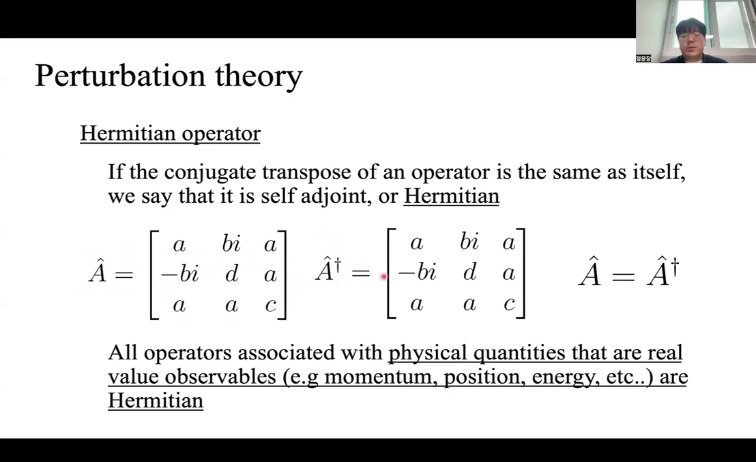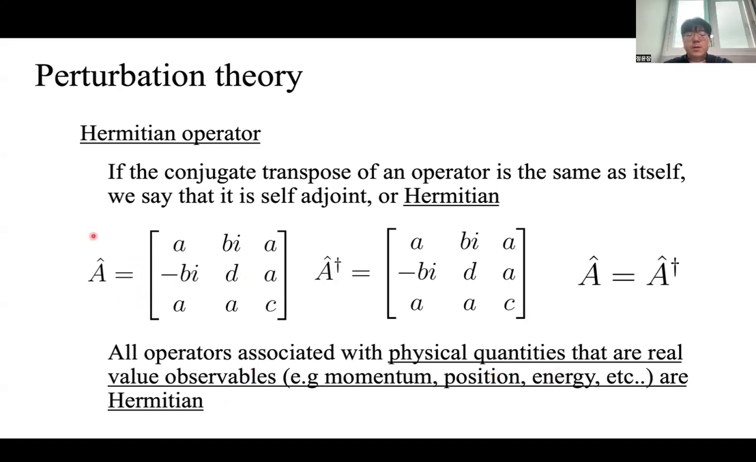And this is one small subtlety, because it turns out that all the physical quantities that we actually measure in real life turn out to be Hermitian operators. So things we typically calculate in quantum mechanics, like momentum, energy, and position, are all Hermitian operators.